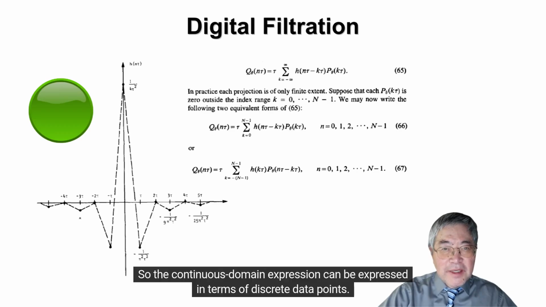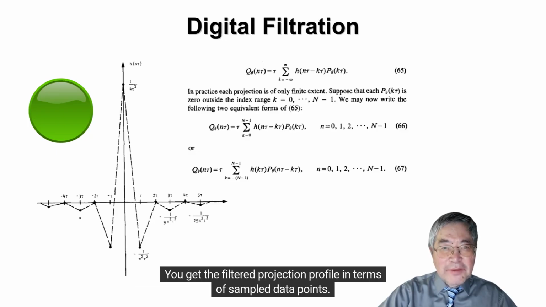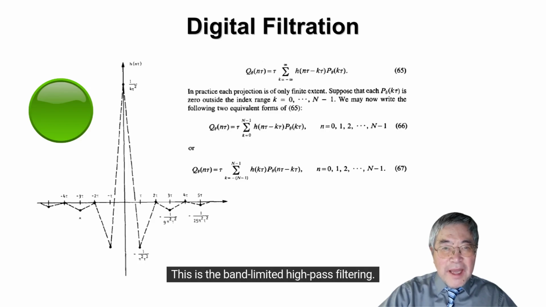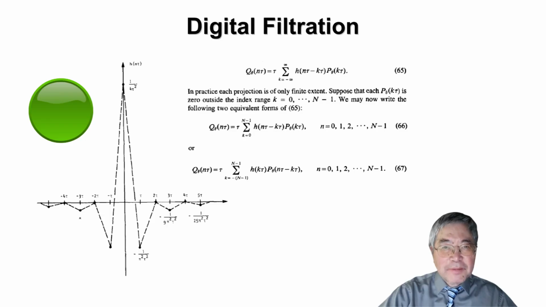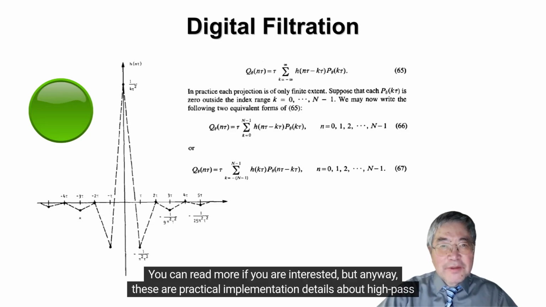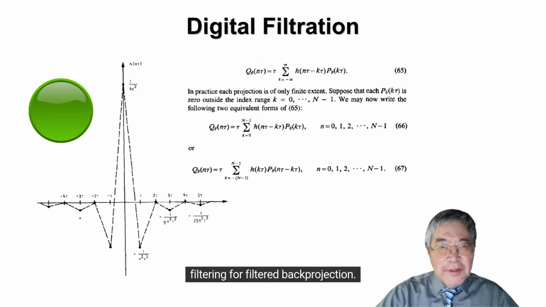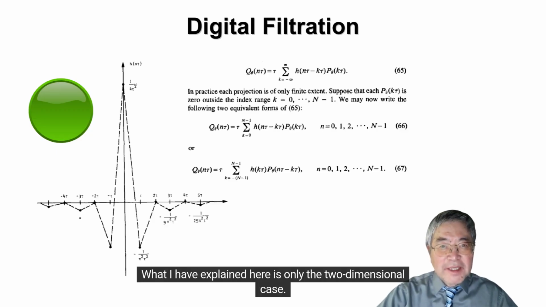So the continuous domain expression can be expressed in terms of discrete data points. You get the filtered projection profile in terms of sampled data points. This is the band-limited high-pass filtering. You can read more if you are interested, but anyway, these are practical implementation details about high-pass filtering for filtered back projection. What I have explained here is only the two-dimensional case.